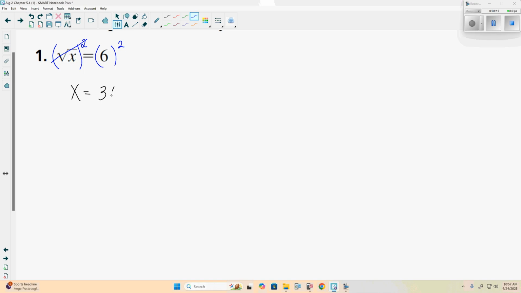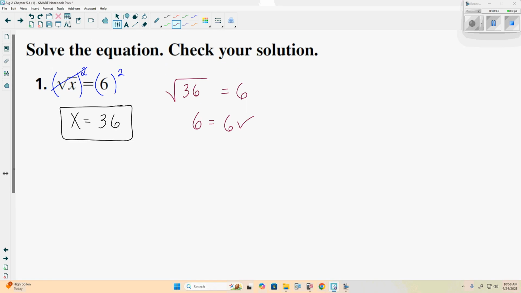6 squared is 36. So x is equal to 36. And if we did check this here, all we're saying is that the square root of 36 should equal 6. Well, the square root of 36, 6 times 6 is 36. So 6 is indeed equal to 6. Questions on this so far?